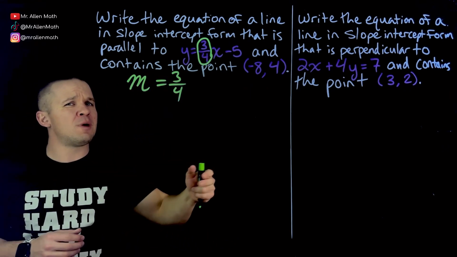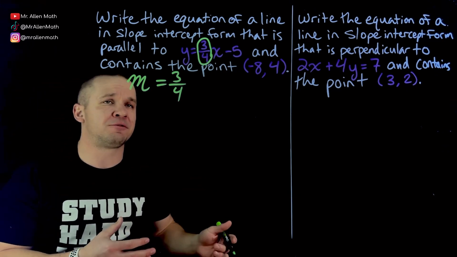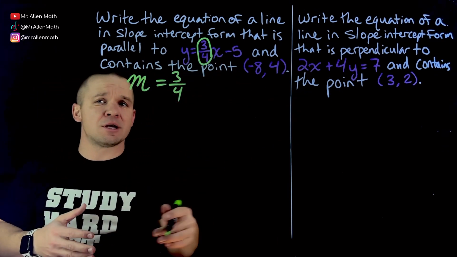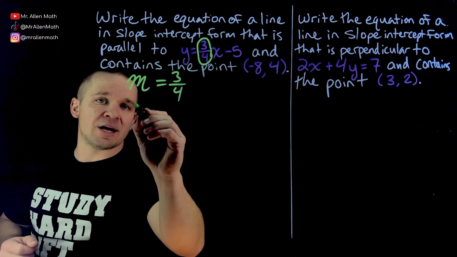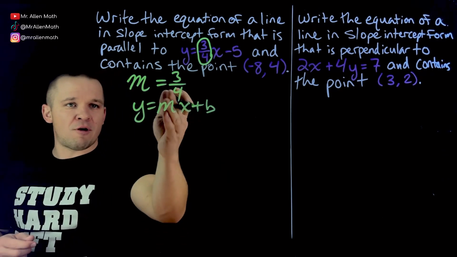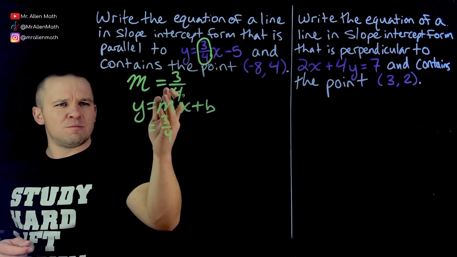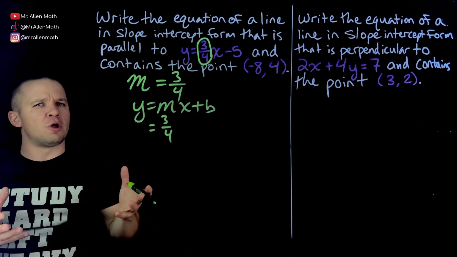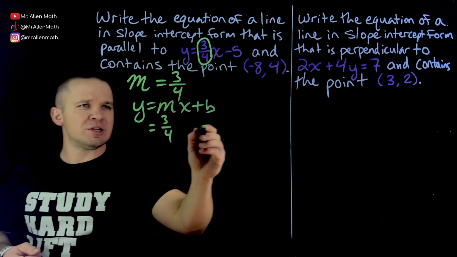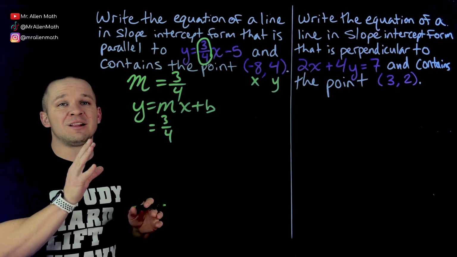There are a few ways of writing these things out, but I like to use slope-intercept form. It's the one I need to put it in anyways, so I'll just work with that one. So I got y equals mx plus b. I've already got m, that's 3 over 4. But I need y and x. This point right here is actually x comma y, a particular point on the line that we want to write.